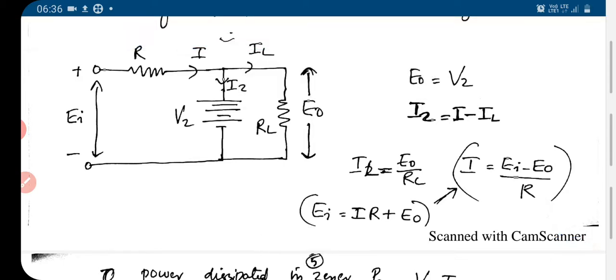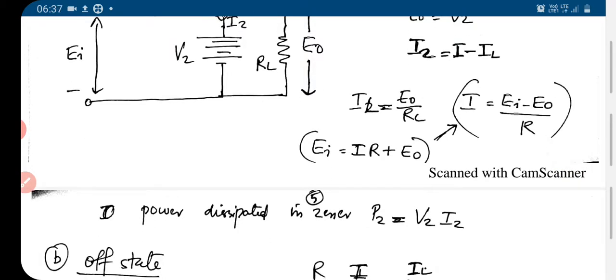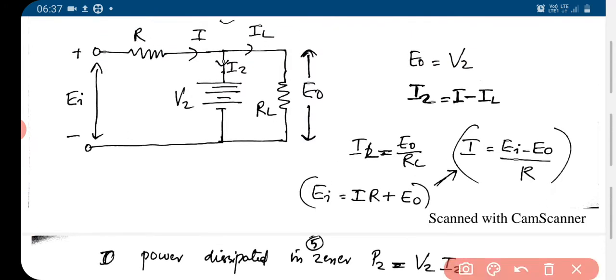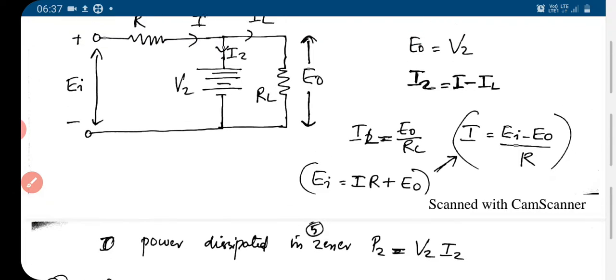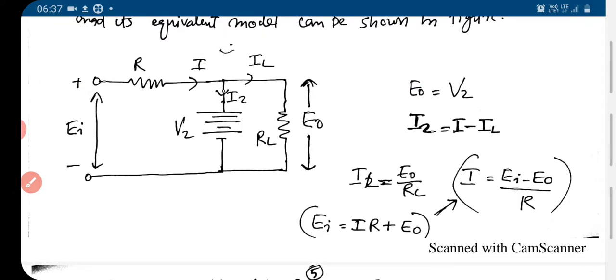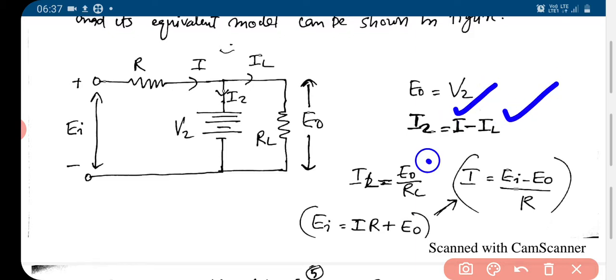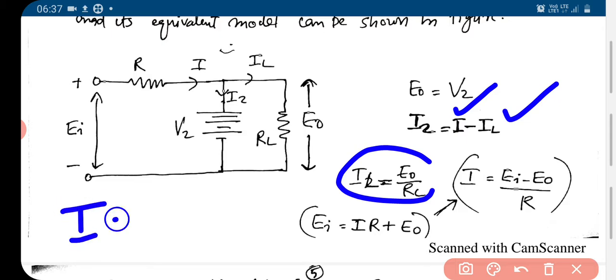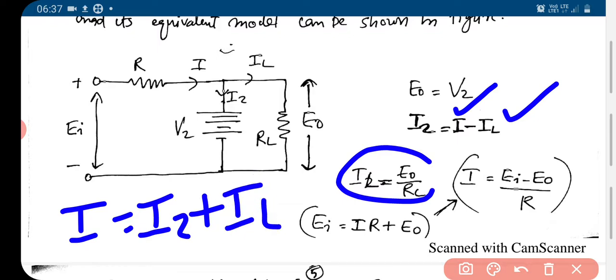So the power dissipated across the Zener, the current passing through the Zener can now be easily determined, because we know what I is, we know what IL is. By Kirchhoff's current rule, I is equal to Iz plus IL. So from that we can find Iz. Iz is I minus IL. So the current through the Zener diode can be determined.